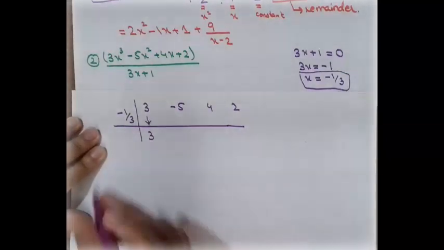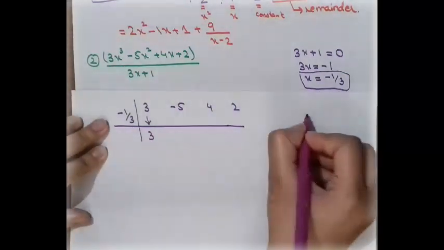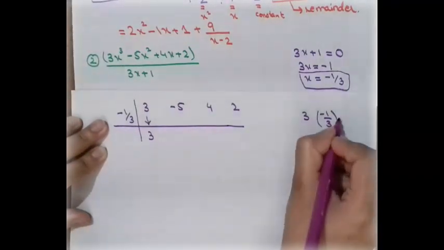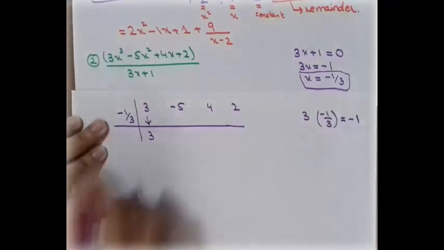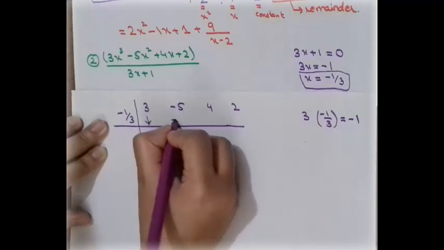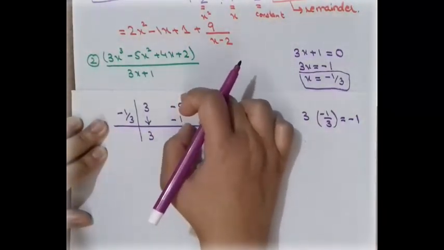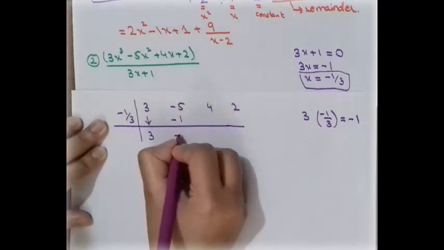and in this box we apply the addition. So if we multiply these two numbers, we multiply minus 1 divided by 3 with 3, so we will get minus 1. So we write here minus 1. And in this section we apply the addition. So if we add these two numbers, we will get minus 6.